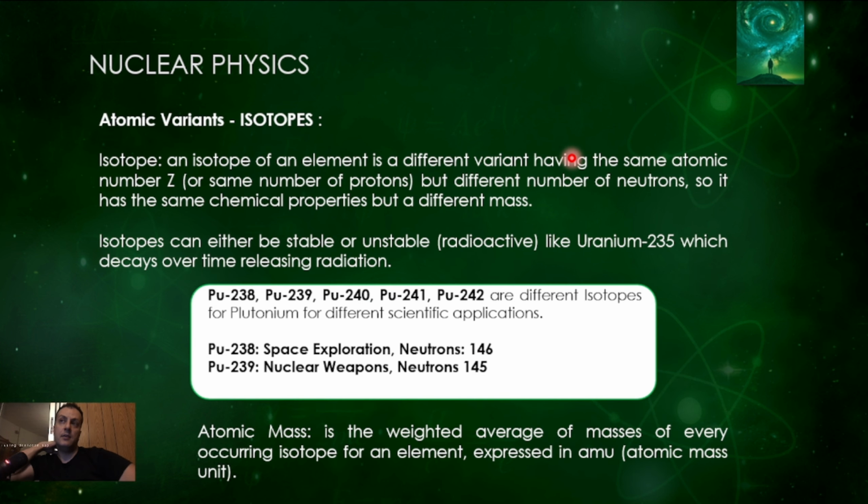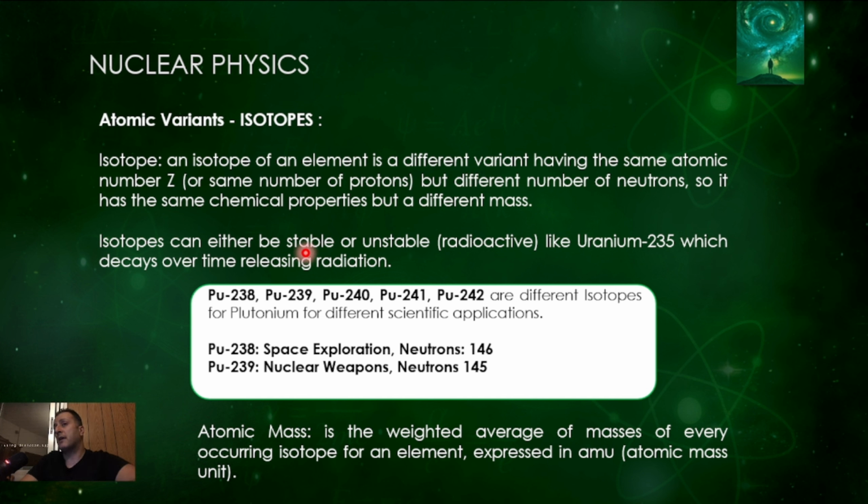Atomic variants. Here we go back to talking about the isotopes. So, what is an isotope? The isotope of an element is a different variant having the same atomic number Z, or the same number of protons, but a different number of neutrons. So it has the same chemical properties, but a different mass, okay? The same positive charge, but a different mass, because the mass number, the upper value, like we saw in C, is different.